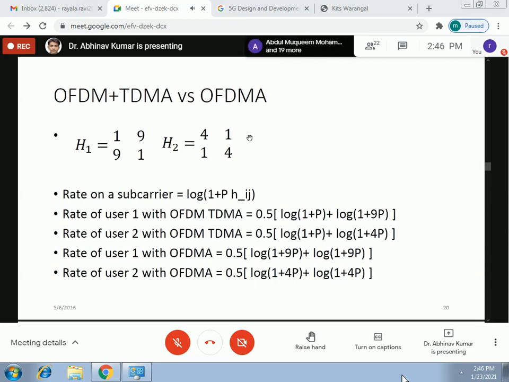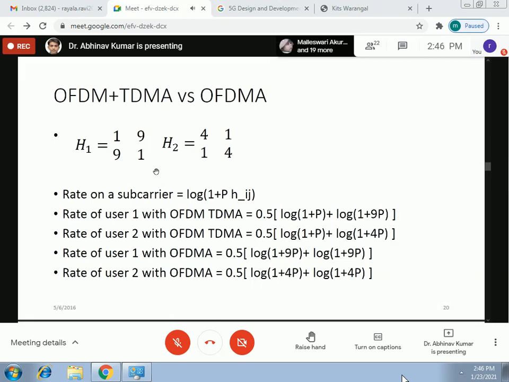In practice, you can have up to, let's say, 100 subcarriers and 7 time slots in a resource block. But here, just for illustration, let's say it's a 2x2 system. I have two subcarriers and two time slots. And these Hi represent the channel metrics of user i. So H1 is the channel metrics of user 1, H2 is the channel metrics of user 2. Now, given these channel metrics H1 and H2, we are trying to compute what will be the performance of the OFDM TDMA system vis-a-vis the OFDMA system.